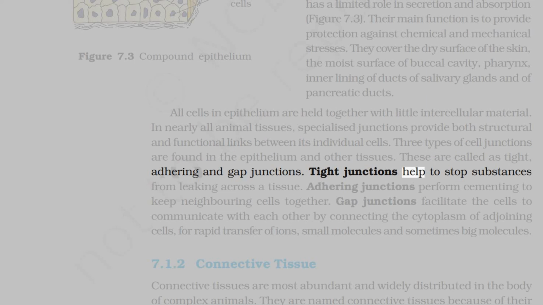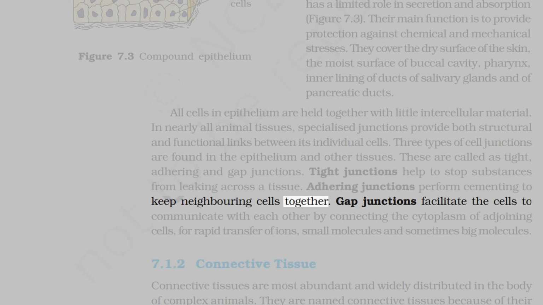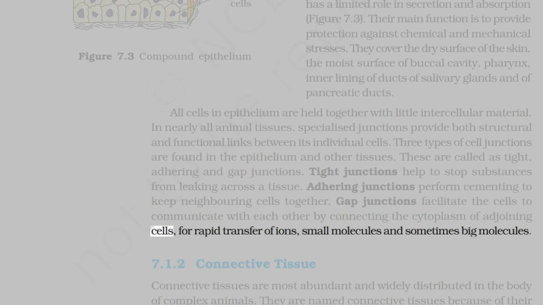Tight junctions help to stop substances from leaking across a tissue. Adhering junctions perform cementing to keep neighboring cells together. Gap junctions facilitate the cells to communicate with each other by connecting the cytoplasm of adjoining cells for rapid transfer of ions, small molecules and sometimes big molecules.